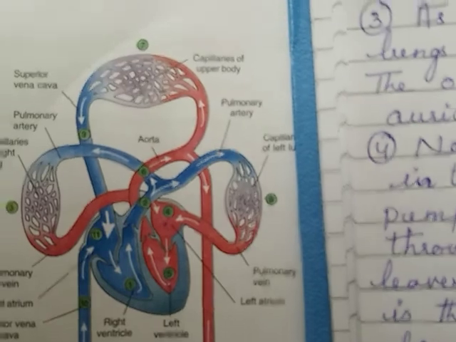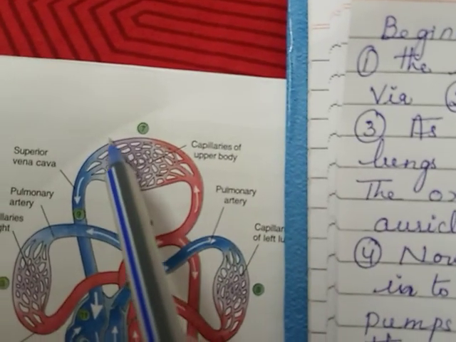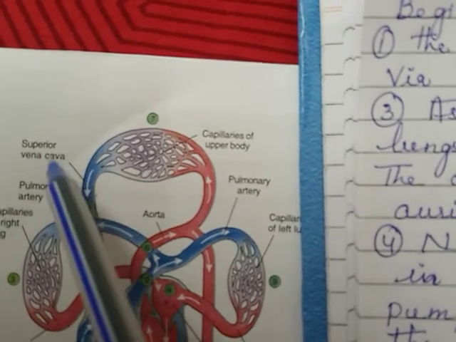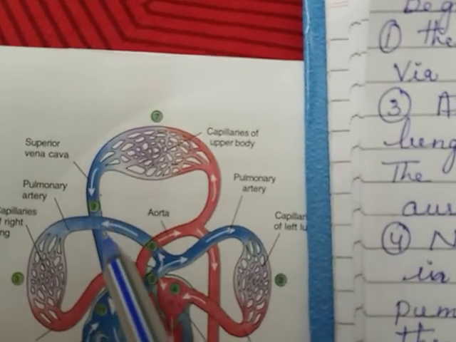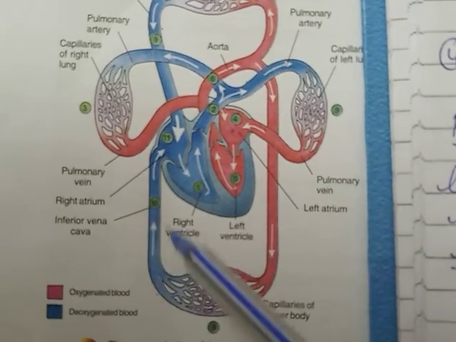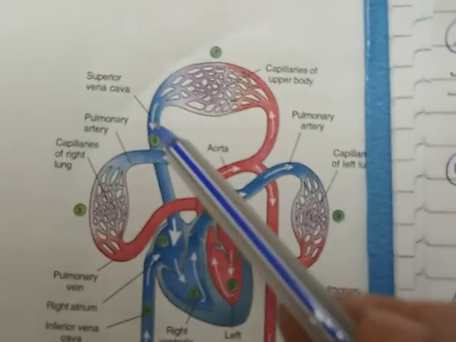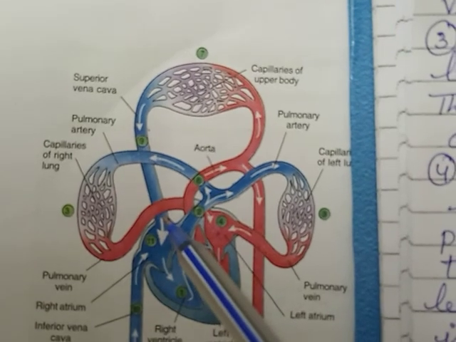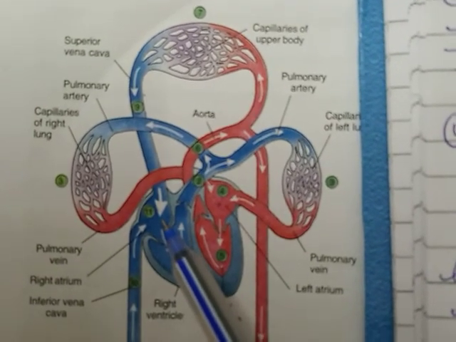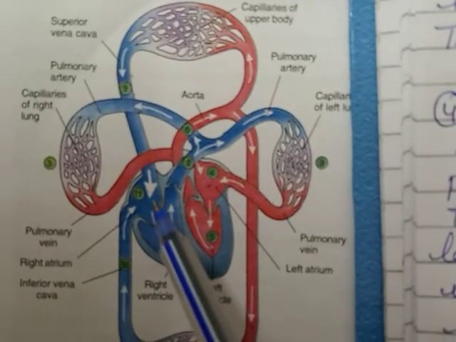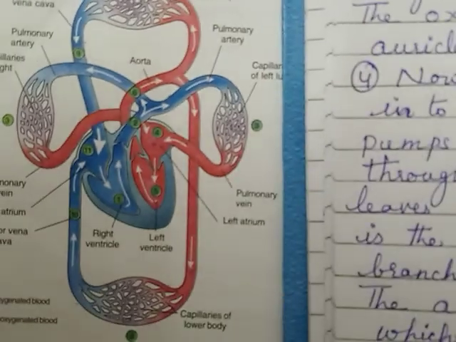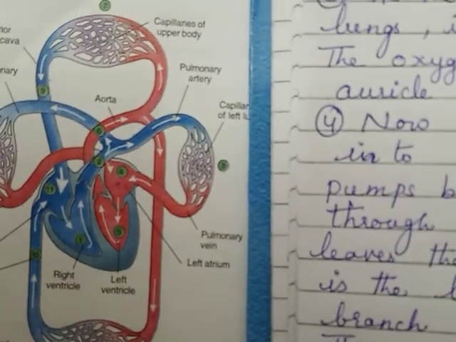See here also. Now the superior vena cava brings the impure blood from the upper parts of the body, and the inferior vena cava brings the blood from the lower part of the body, and both the inferior vena cava and superior vena cava pour the deoxygenated blood into the right auricle. Again this cycle starts again. So this is all about the circulation of blood.